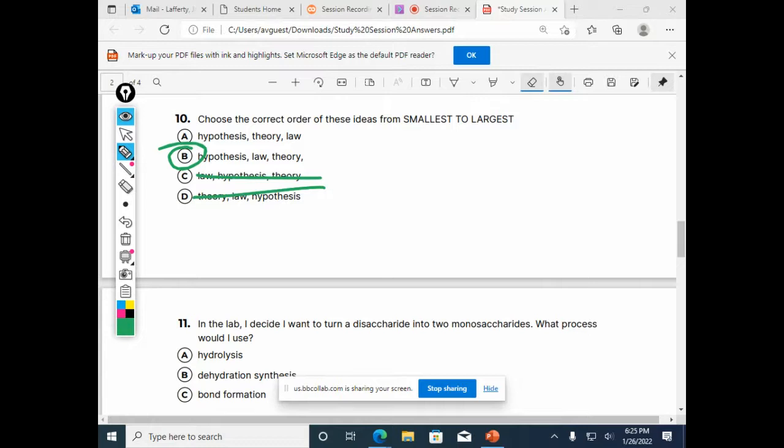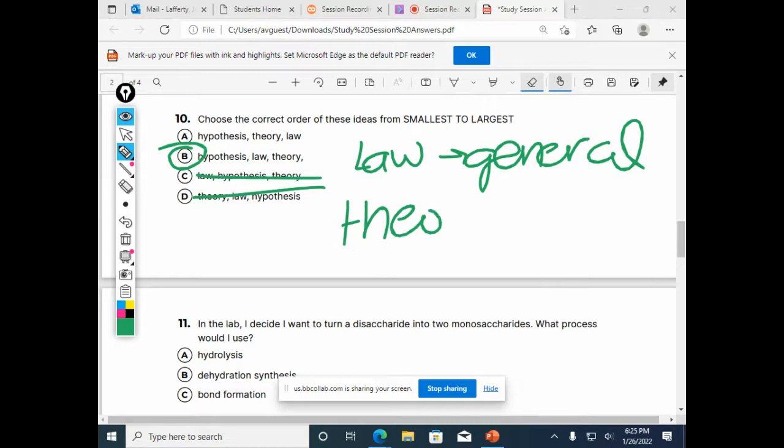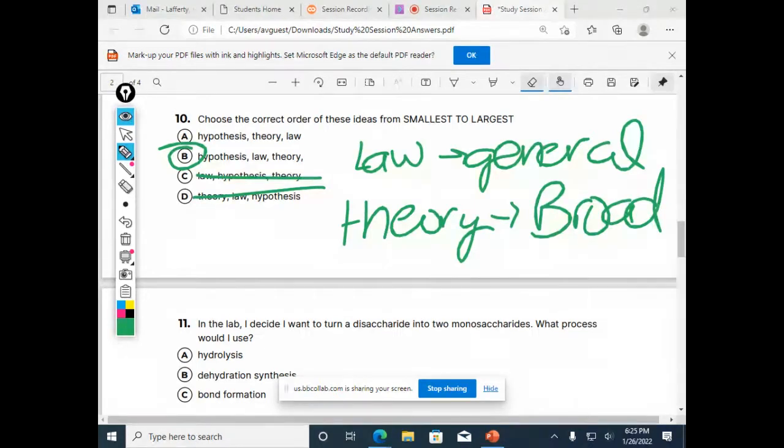Now, also word association. A law is general, and a theory is broad. So the law of gravity is very general. It describes why I'm not floating, why I'm not Buzz Lightyear. It'd be really cool to be, but I'm not. A theory is very broad. It explains the entire cell.